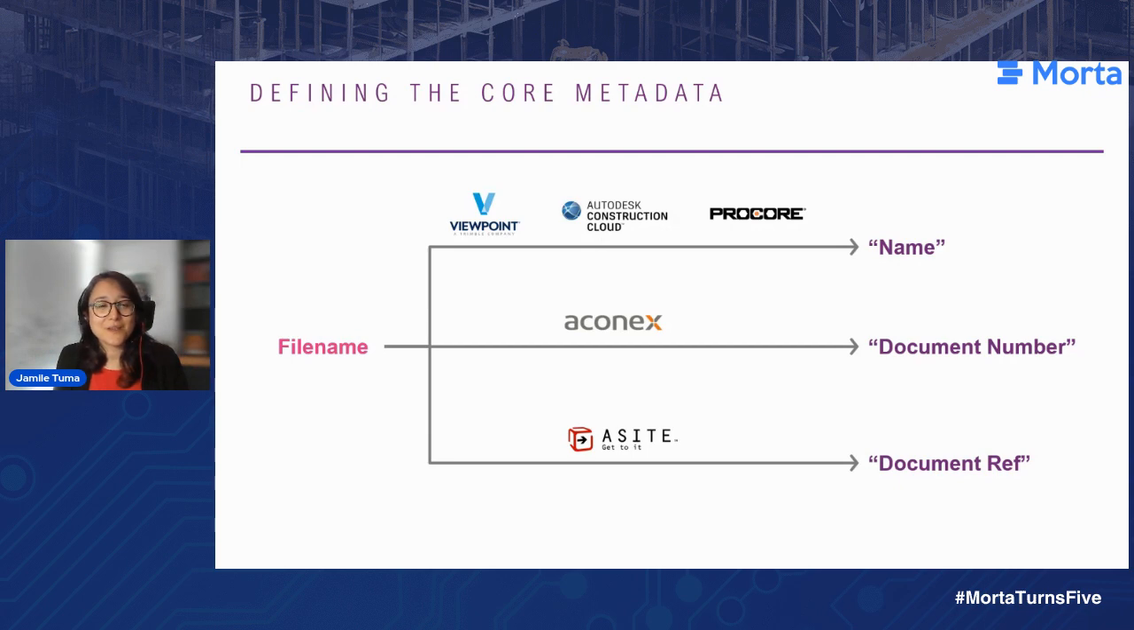However, that's where it gets interesting. AConnect will call it document number. ASite will call it document ref. So with a Python script, we were able to create one mechanism to look for name. Then if it doesn't find it, it will go for document number. If it doesn't find it, it will go for document reference. So this makes our template really plug and play, right? So we can unsync from one CDE and sync to another very, very easily. This same sort of logic was used for all attributes, custom or default attributes of all CDEs.